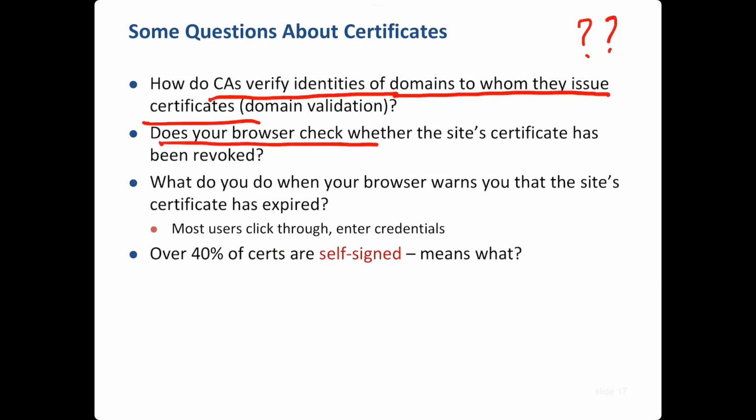Does your browser check whether a site certificate has been revoked? This certificate is issued by some entity, and you are going to a server, for example Amazon.com, and you are using the public key to transfer some data, but that public key certificate has been revoked because of something. So how will your browser know that the particular certificate that you have in the browser is invalid? There must be a way, right? So you'll have to find it out.